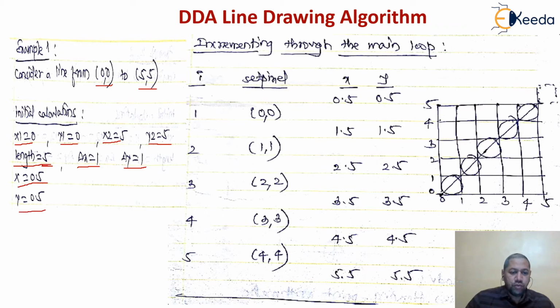Y is also equal to 0.5. So these are my initial calculations. Now incrementing through the main loop. In the main loop, what is going to happen? I declared I is equal to 1.